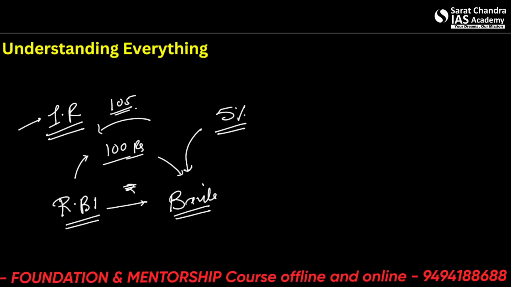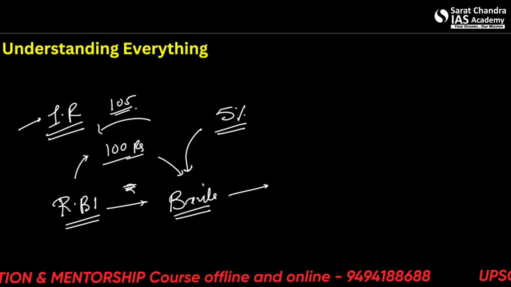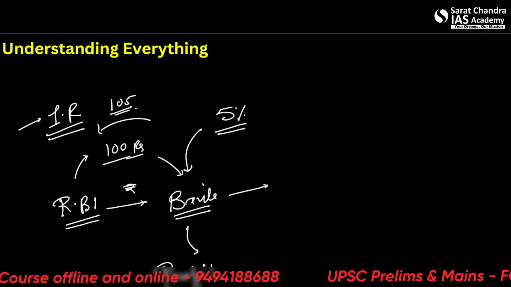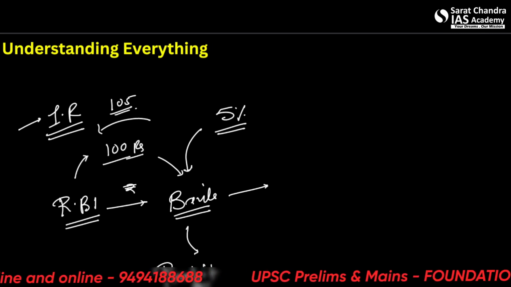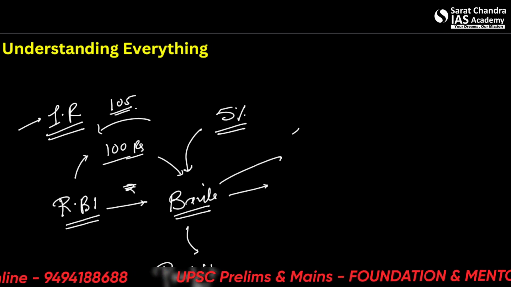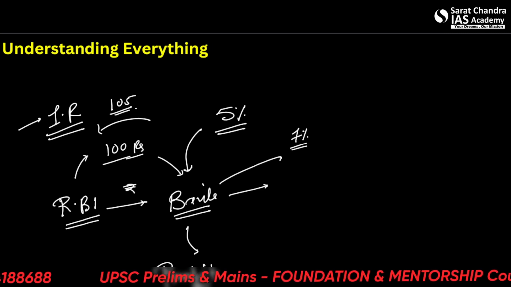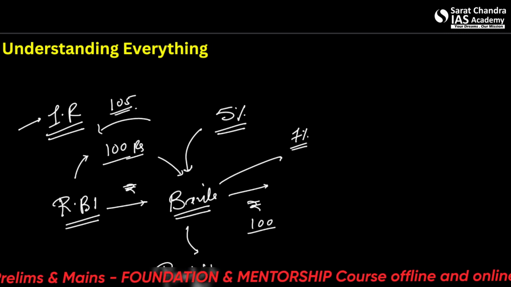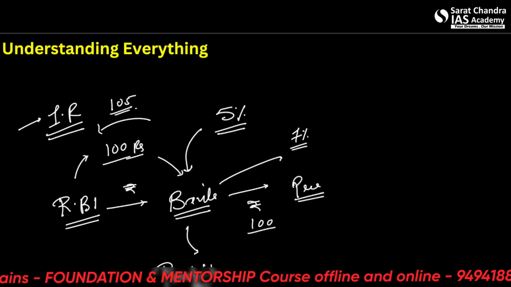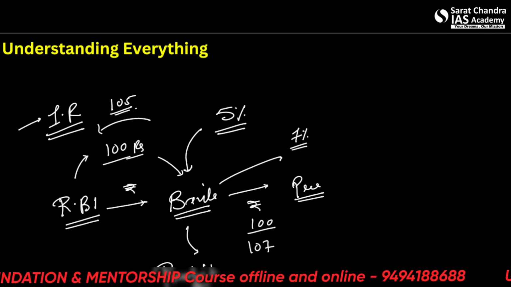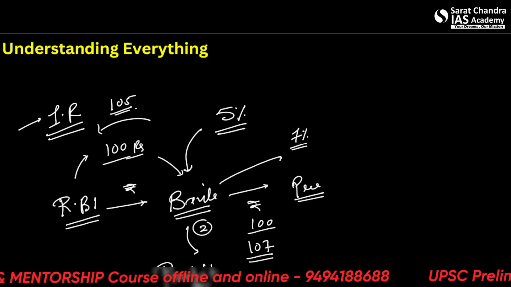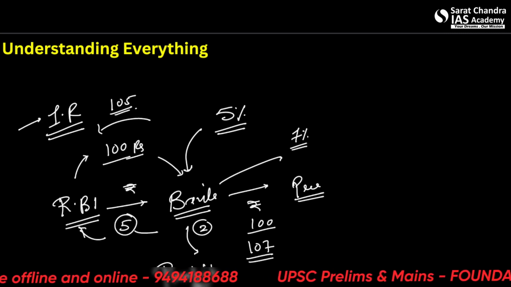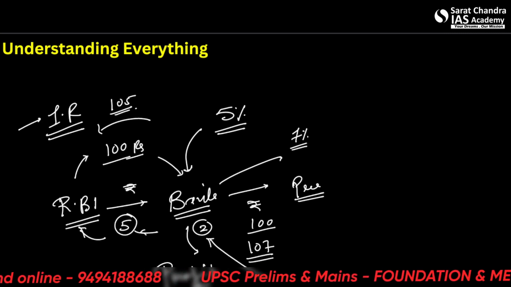Now, how will this bank be in profit or in benefit? So the bank will have to ask more from people. Let's say the bank may have to ask for 7% interest. So when it gives the same 100 rupees to a person, it will ask 107 rupees back. The 2 rupees it will keep, and 5 rupees it will give as interest to RBI. So this 2 rupees is the benefit from here.